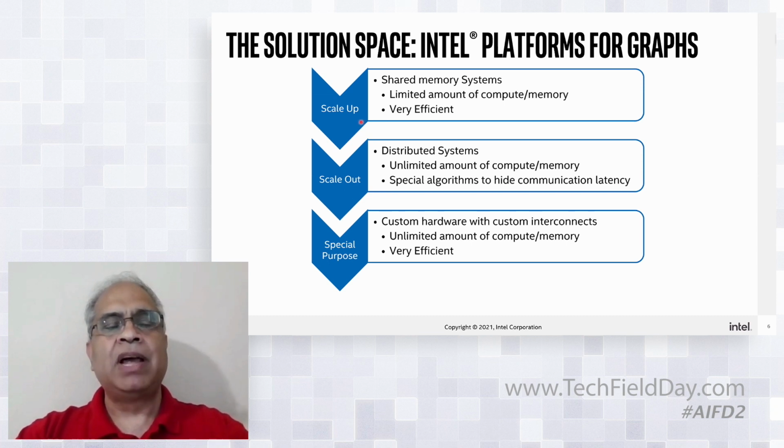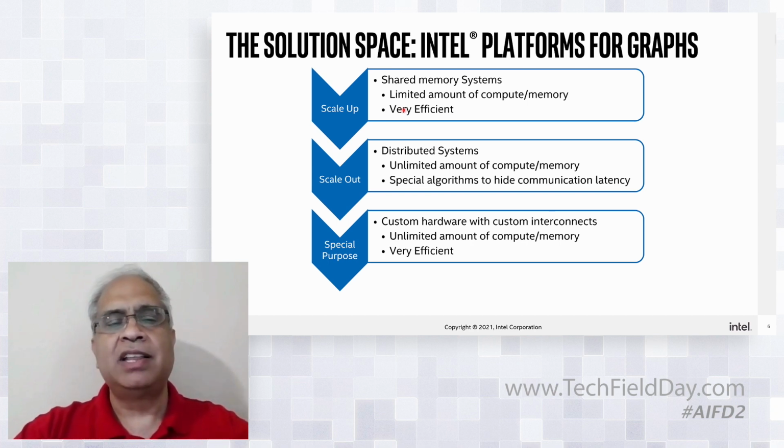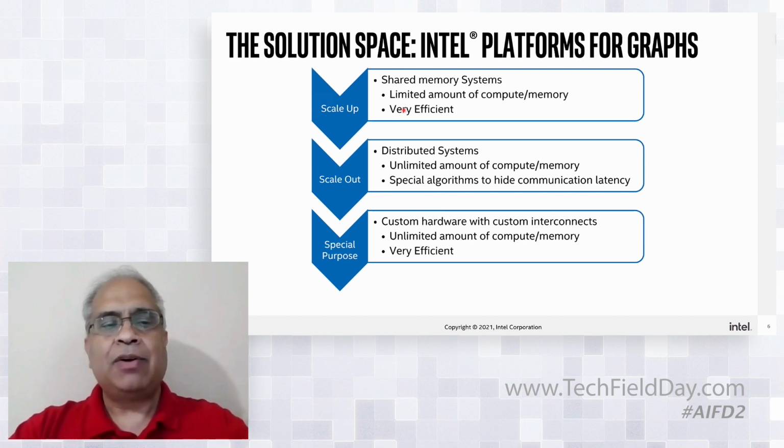So in the case of scale-up, we have a memory technology called persistent memory modules. And this will allow us to put together systems which have up to 24 terabytes of main memory on a single server. So these kinds of servers can fit really large graphs, and they can solve most of the graph algorithms very efficiently.